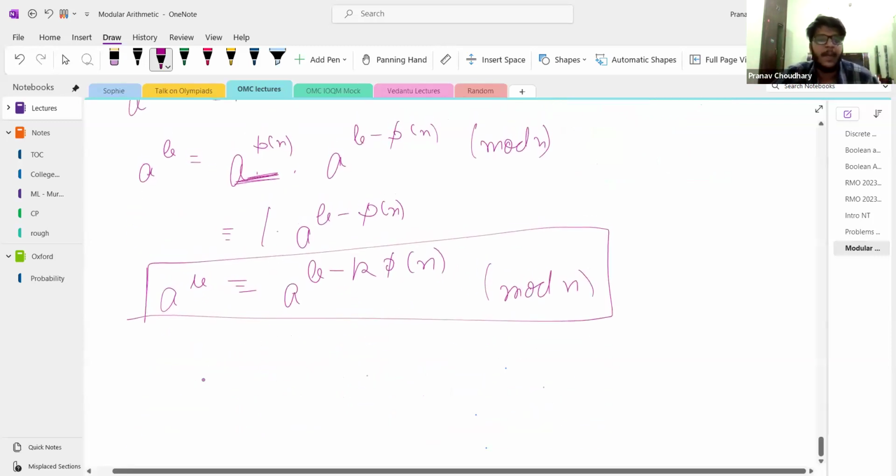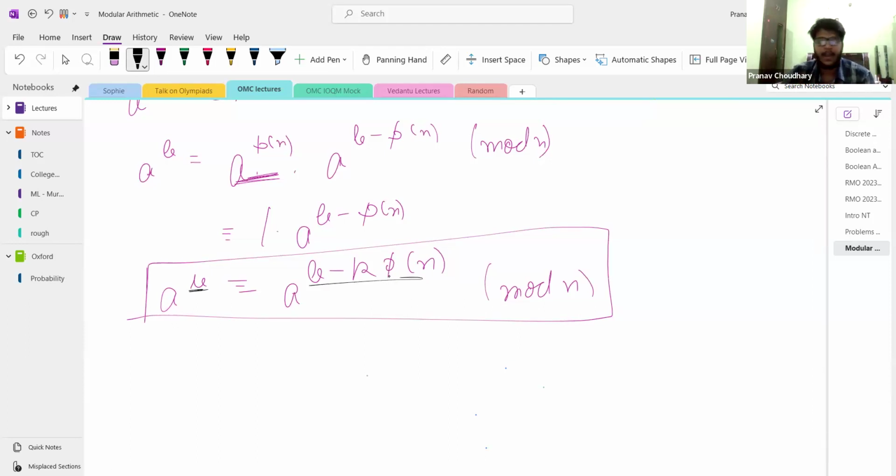So now I can say that b is behaving modulo phi of n, right? If I take the remainder of b when divided by phi of n, the modular equation mod n will still be true. So I can say a to the power b is congruent to a to the power of (b mod phi of n), and this thing is true mod n, the whole thing.